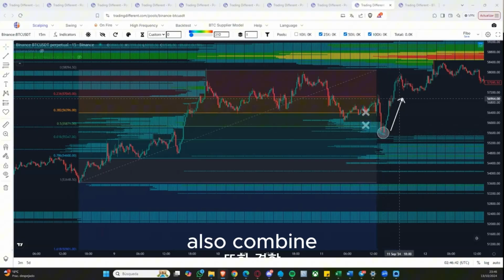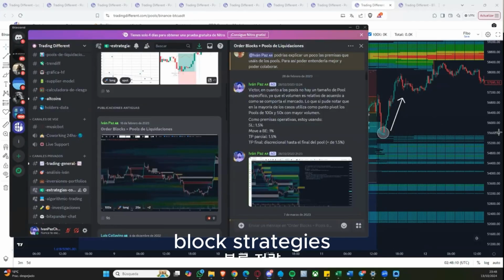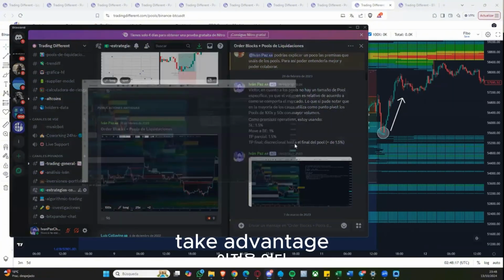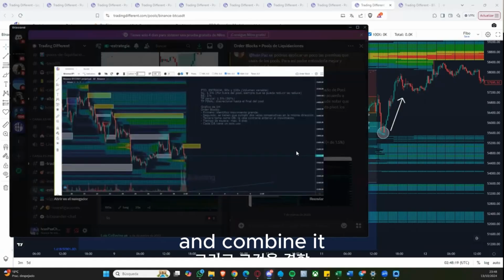We can also combine this with order block strategies. On our Discord, we have a detailed, quantitative strategy on how to trade order blocks. We take advantage of each order block and combine it with liquidity pools to optimize entry, stop loss, and take profit.